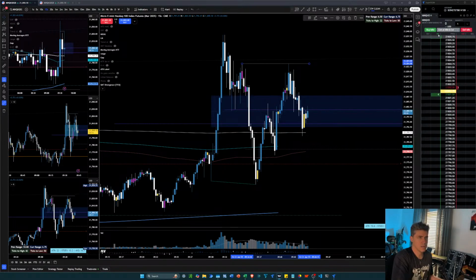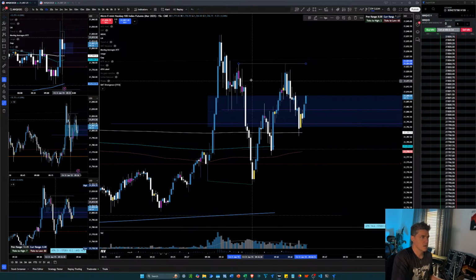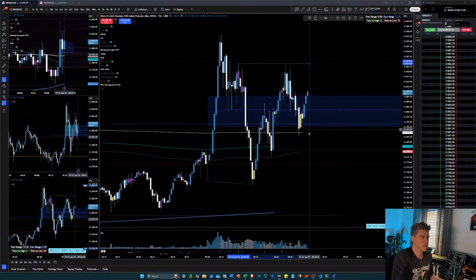Just need the right risk, the right patience. Inside up close on the 30, on the 15, and you got a decent wick on the 1. Pushing off this moving average, that's a 200 period based on the 1-minute chart. Equal highs above.